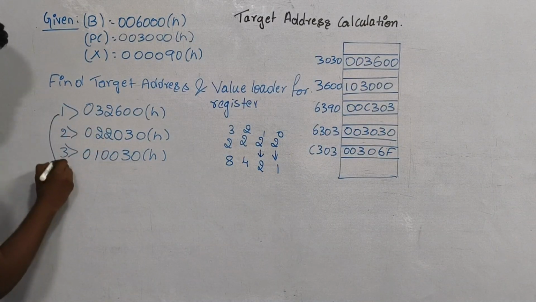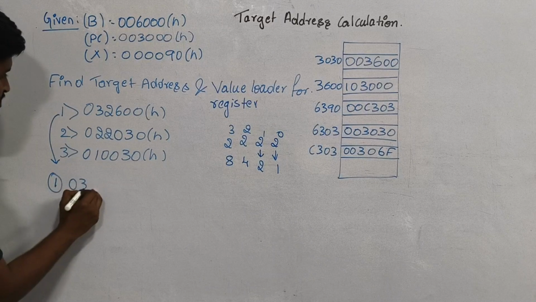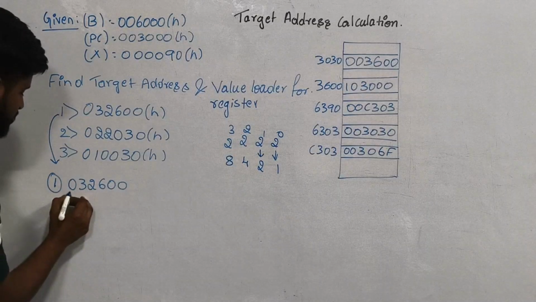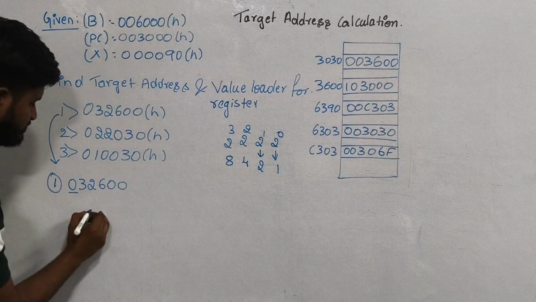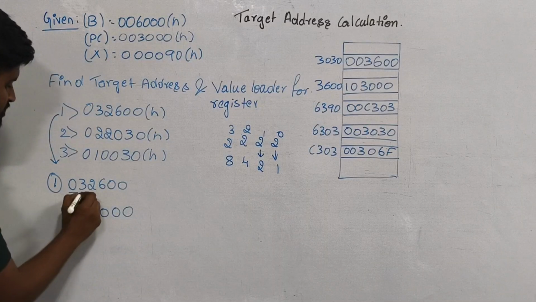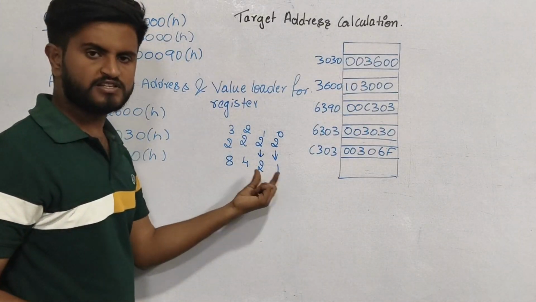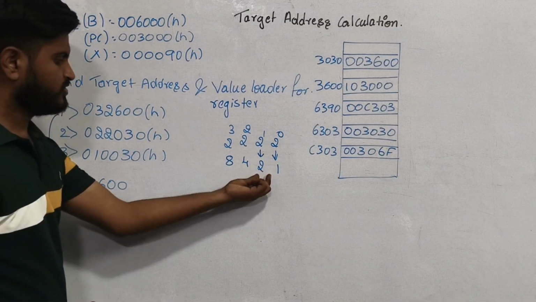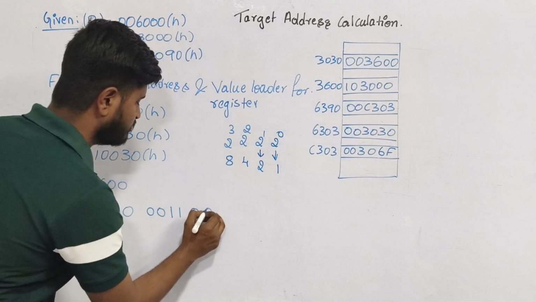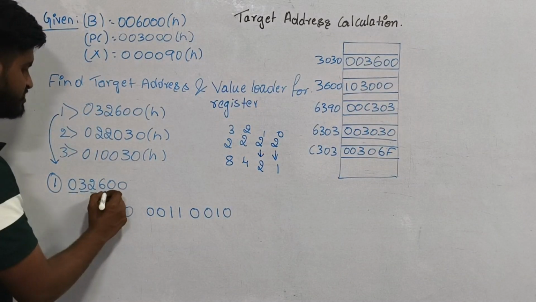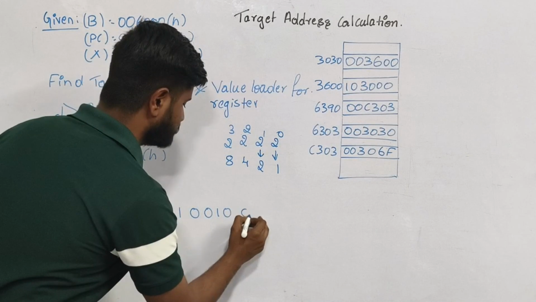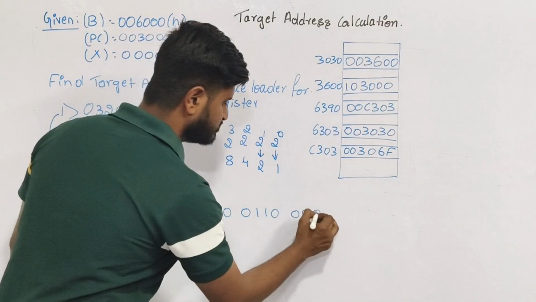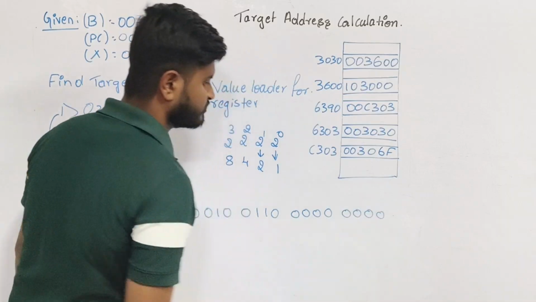Now the first one is 0, 3, 2, 6, 0, 0, h is not required. So how will you represent 0 in binary? All will be 0: 0, 0, 0, 0. Next, how will you represent 3? 2 plus 1. So 0, 0, 1, 1. Next, 2 is already directly there, so 0, 0, 1, 0. 6 you must represent as 4 plus 2, so 0, 1, 1, 0. Next, the 2 zeros mean 0, 0, 0, 0, 0, 0, 0, 0.